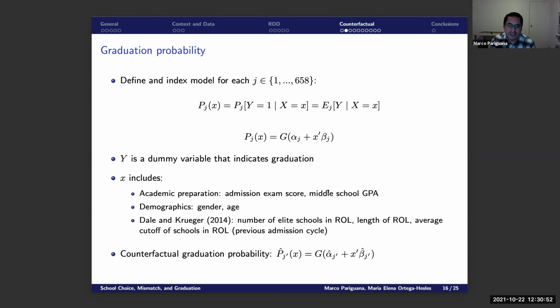So now, how are we going to do this counterfactual admission probability? Think about it this way. First, a student with characteristics X had this previous admission probability Pj, but now this student with characteristics X is going to be assigned in the counterfactual to school J prime. But because we have all the mapping defined, we can just calculate the new graduation probability in the counterfactual. And that's what we do.